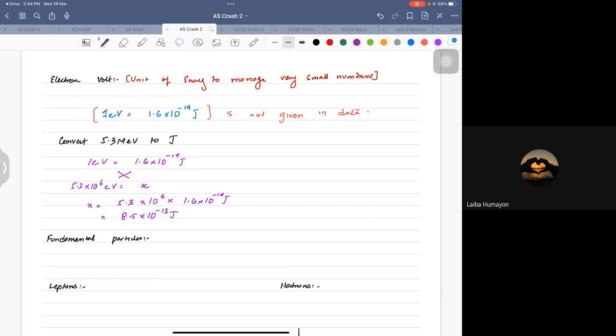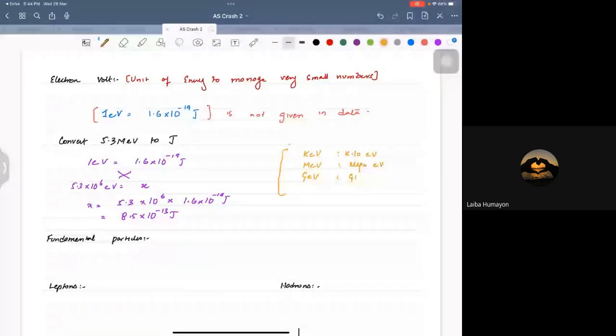So there could be other forms as well. The other forms are like, let me just write it here: keV, MeV, GeV. So this is kilo electron volt, this is mega electron volt, and this is giga electron volt. So I hope you guys will be able to understand when it comes, all right?